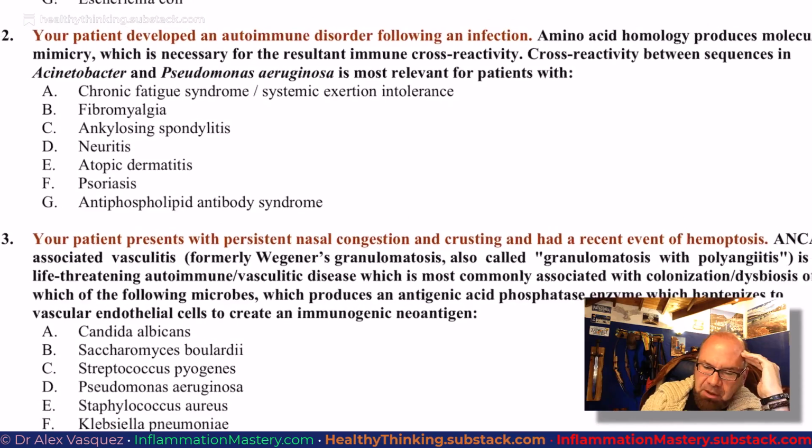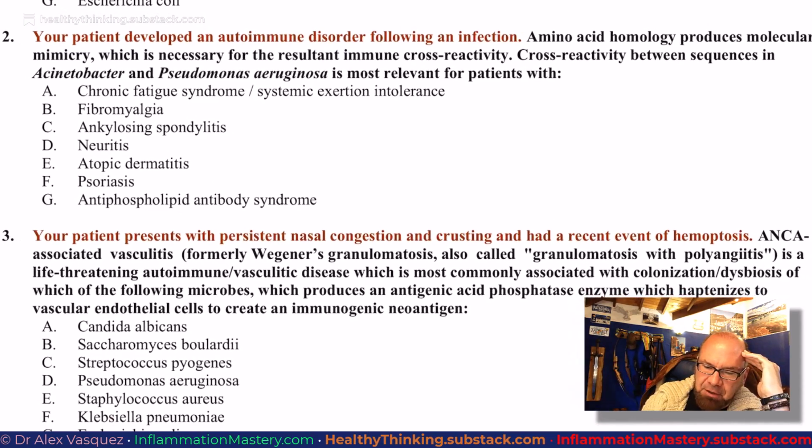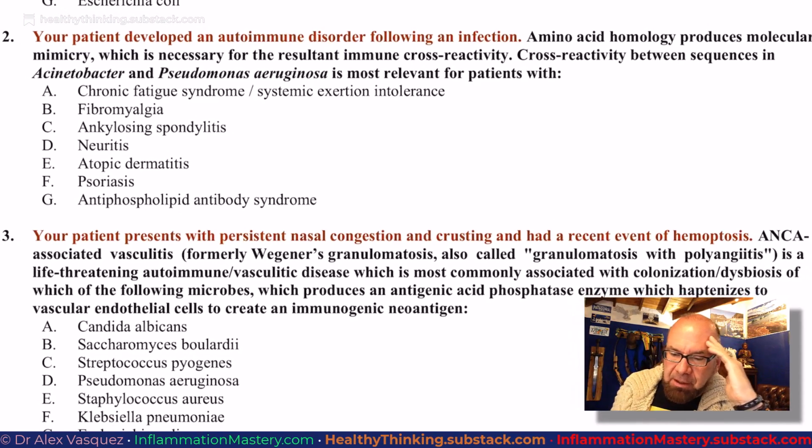Your patient developed an autoimmune disorder following an infection. Amino acid homology produces molecular mimicry. So you can see that I wrote these question stems with kind of a teaching component within them. Amino acid homology produces molecular mimicry, which is necessary for the resultant immune cross-reactivity. That's basic immunology. Cross-reactivity between sequences in Acinetobacter and Pseudomonas aeruginosa is most relevant for patients with which of the following?